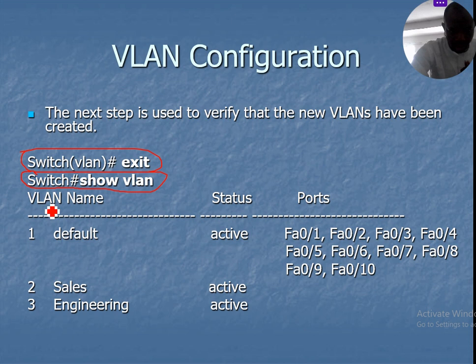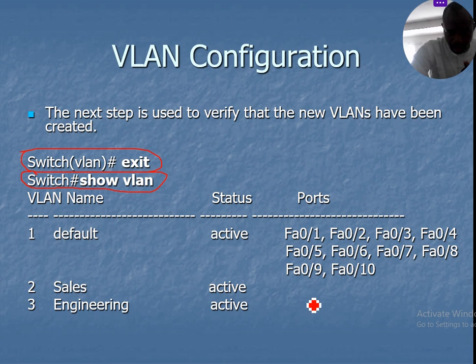So look at the first one. Now you've created VLAN 1, VLAN 2, VLAN 3. VLAN 1 is the default one because you didn't give it a name, the one you're using for the administrative department. You see the status is active, and you see all the Fast Ethernet ports that you've connected to it. VLAN 2 is active, VLAN 3 is engineering and is active.